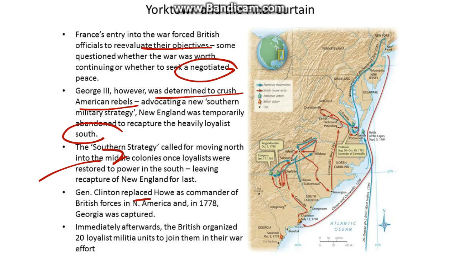General Clinton replaced Howe as commander of the British forces in North America, and in 1778, Georgia was captured. Immediately afterwards, the British organized 20 Loyalist militia units to join them in their war effort. You can see the battles of the American Revolution that took place in the South in this individual map here. We will explore these battles more in class.